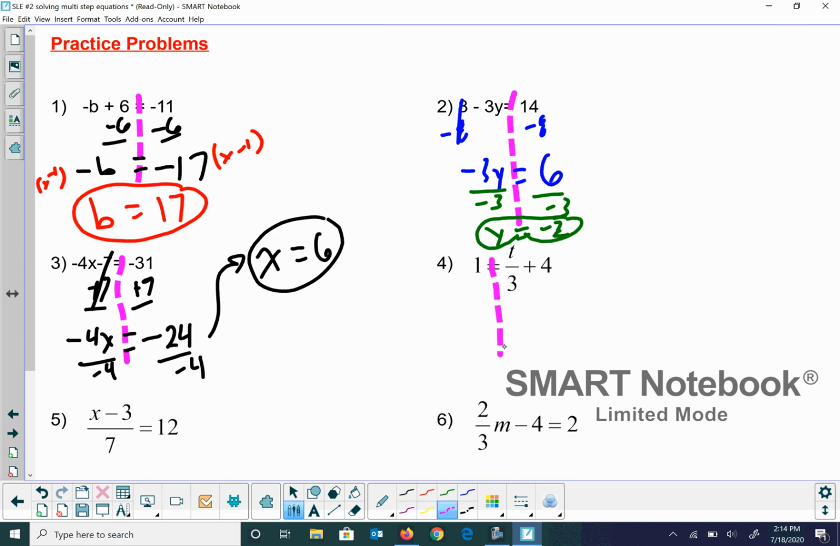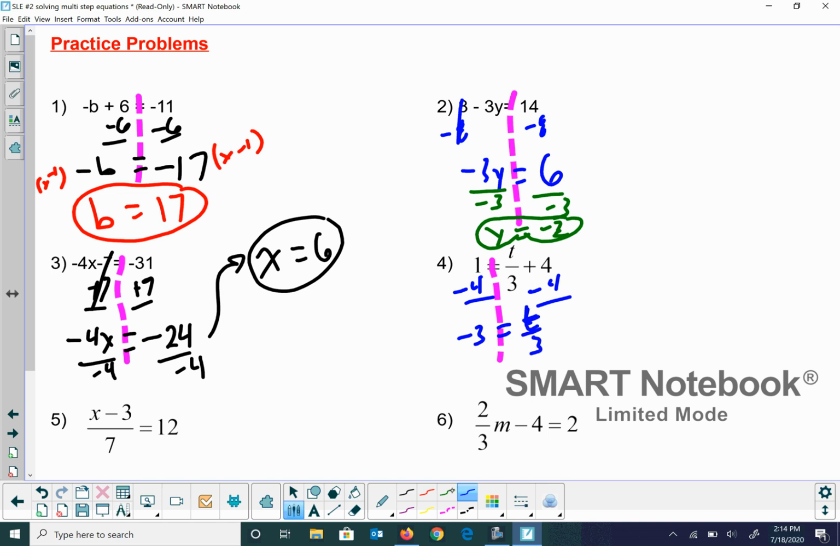All right, number 4. I realize the variable is on the right side, and that's totally fine. So I'm going to subtract 4 from both sides because it's positive 4, and the inverse of that is negative 4. Those cancel, so I get negative 3 equals t over 3.